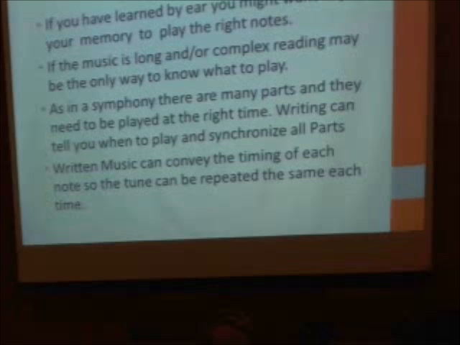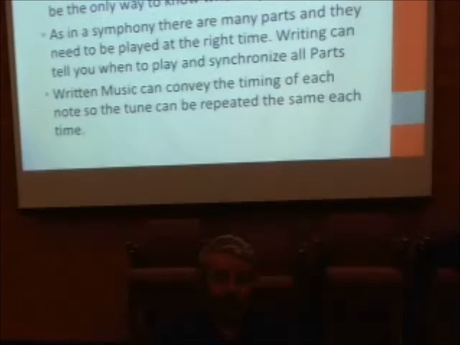So why do we read music visually as opposed to listening to it? If you learn by ear, you might want to jog your memory to play the right notes. I know that happens to several of us when we try that by ear with fiddles. But if music is long and complex, reading may be the only way to know how to play it. We have a few tunes that I've been playing that take quite a lot of reading because I would never remember it all. I don't have that good a memory anymore.